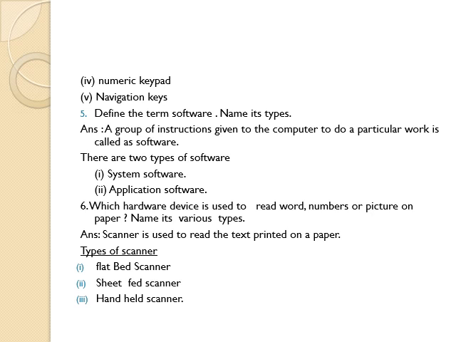Question number 5. Define software. Name its types. A group of instructions given to the computer to do a particular work is called software. There are 2 types of software: system software and application software. Question number 6. Which hardware device is used to read words, numbers or pictures on paper? Name its various types. Scanner is used to read the text printed on paper. Types of scanner are flatbed scanner, sheet-fed scanner and handheld scanner.